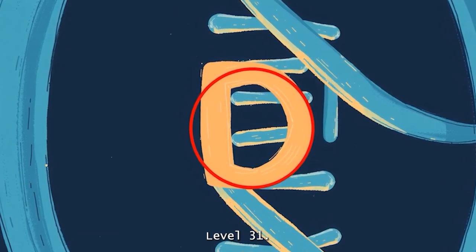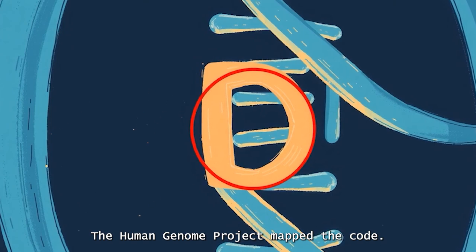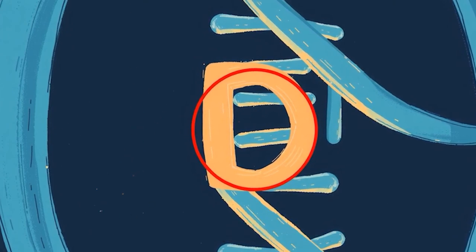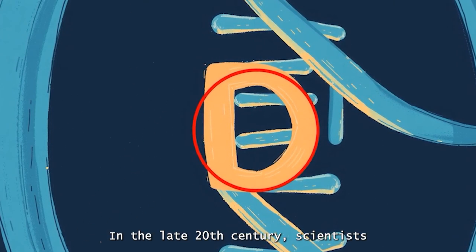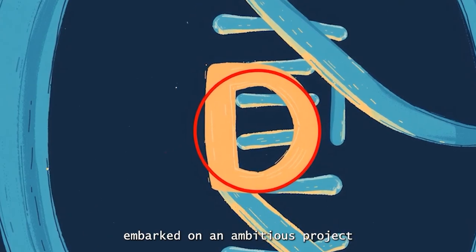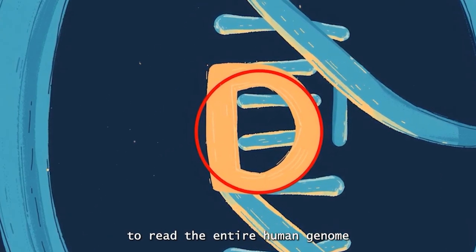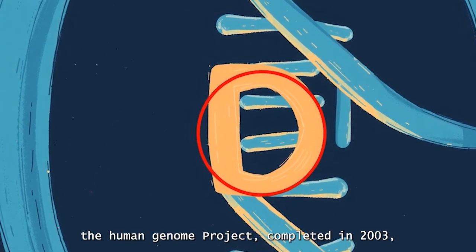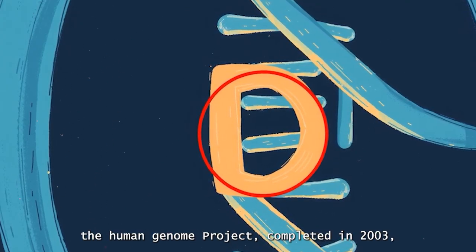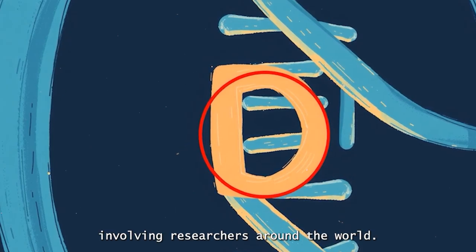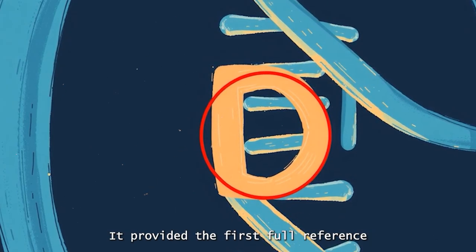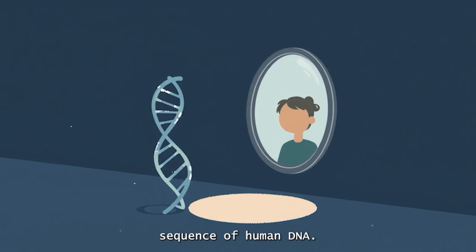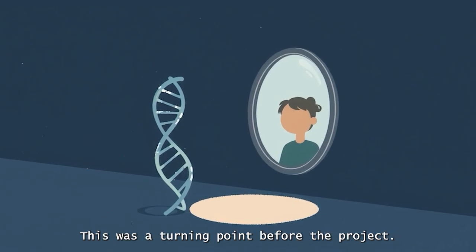Level 31. The Human Genome Project mapped the code. In the late 20th century, scientists embarked on an ambitious project to read the entire human genome, all 3 billion letters of DNA. The Human Genome Project, completed in 2003, was a monumental effort involving researchers around the world. It provided the first full reference sequence of human DNA. This was a turning point.